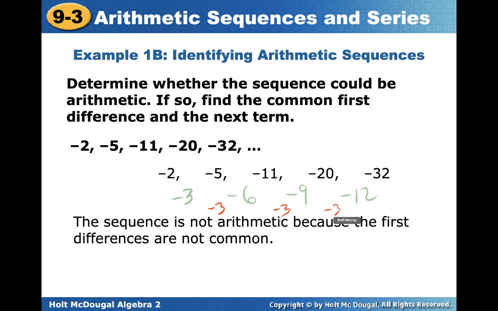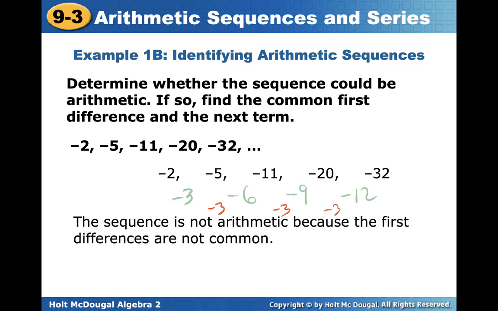What type of function would model this sequence? If second differences were the same, what kind of function would it be? It'd be quadratic. So if we were trying to figure out a rule for this sequence, it's not arithmetic, but we would pick quadratic regression to figure that out.